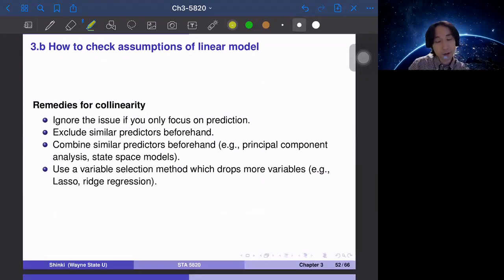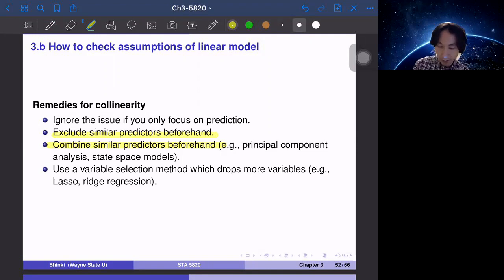And how to resolve this issue? One intuitive way is to exclude similar predictors beforehand. If we have three definitions of unemployment rate to explain the inflation rate, then you can just pick the most important unemployment measure, or maybe the average of the three measures or something like that. So exclude similar predictors beforehand, or combine similar predictors beforehand.